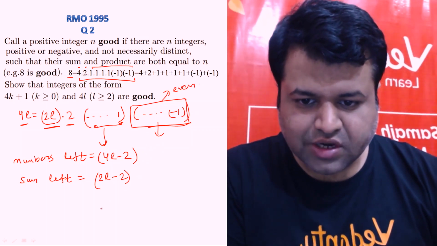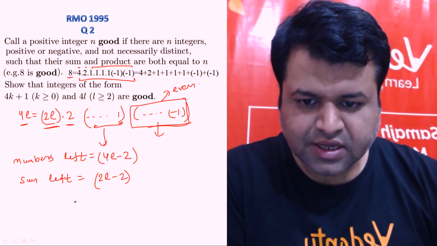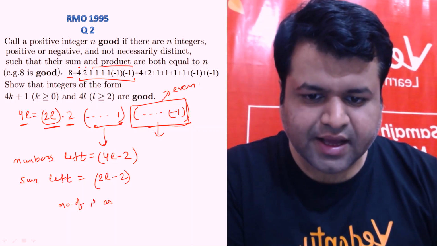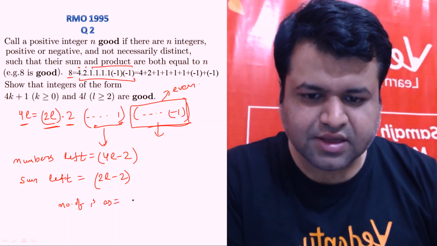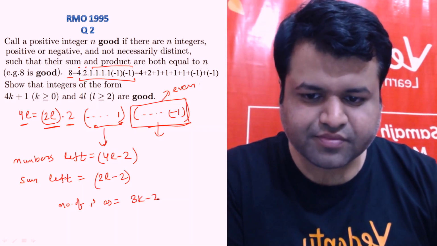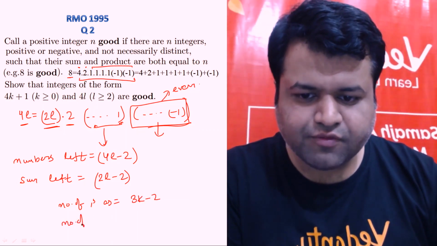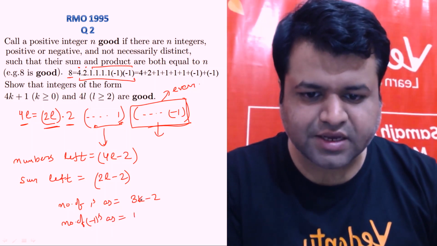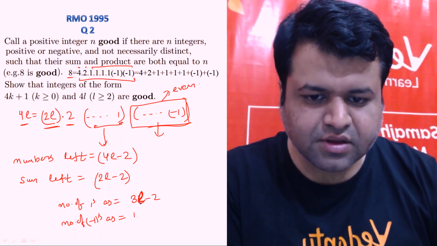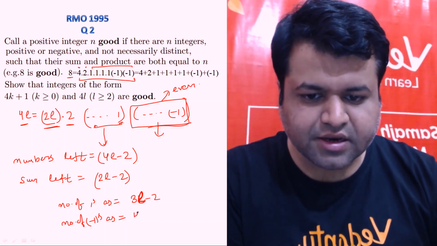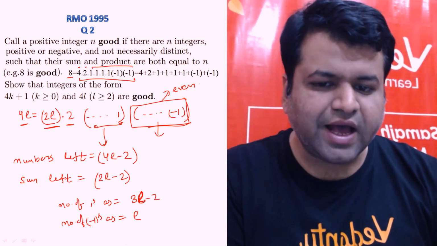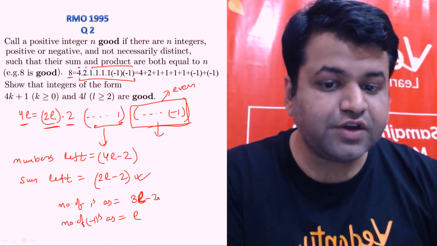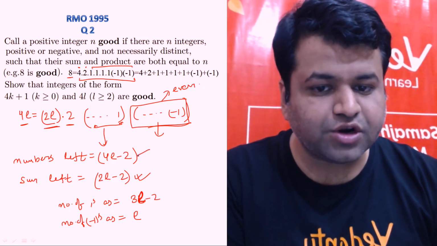Okay, let's make some calculation. Let's assume we take the number of ones as 3l minus 2, and the number of minus 1s as l, because we have taken l here. So as you can see, the sum will be 2l minus 2, which is required, and the total numbers we have used is 3l minus 2 plus l, which is 4l minus 2.